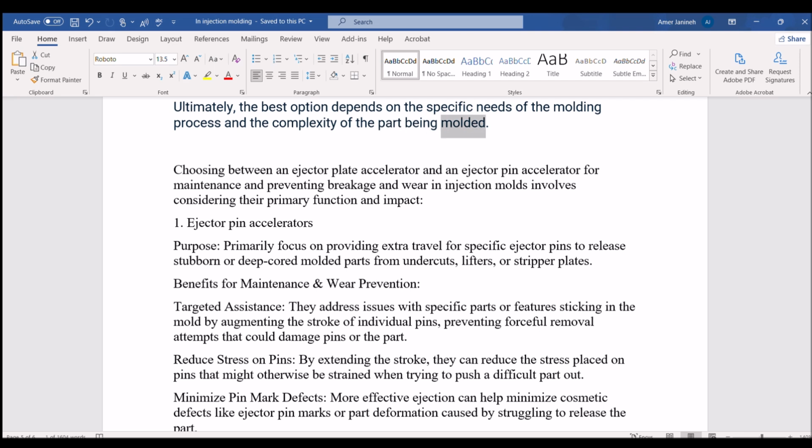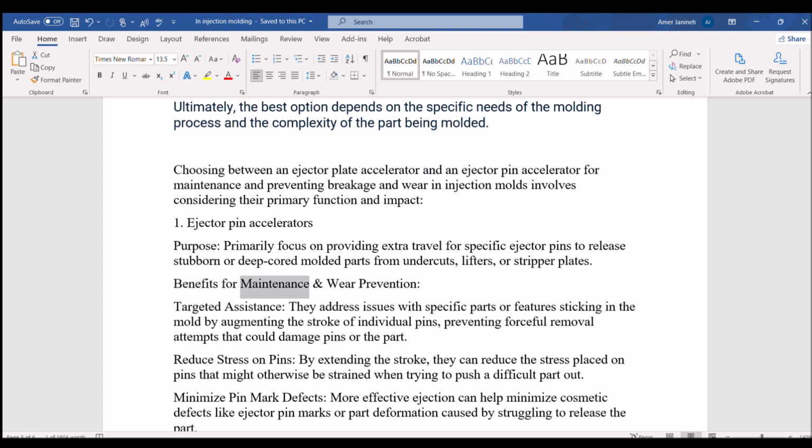Choosing between an ejector plate accelerator and an ejector pin accelerator for maintenance and preventing breakage and wear in injection molds involves considering their primary function and impact. 1. Ejector pin accelerators. Purpose: primarily focus on providing extra travel for specific ejector pins to release stubborn or deep cored molded parts from undercuts, lifters, or stripper plates.